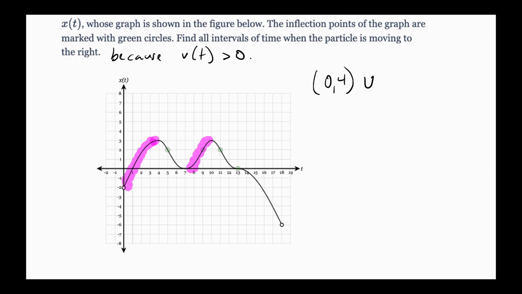Or was that 7 to 10? Because v of t is positive. Or you can say x prime is positive. Or you can actually write the words velocity is positive. Either of those is good justification.